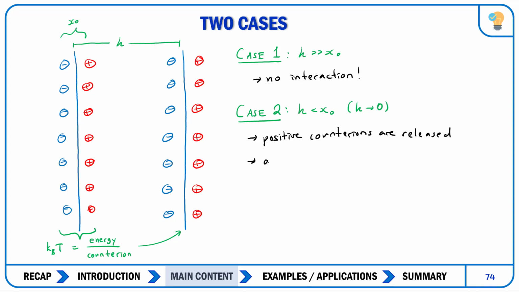So we're going to assume there are more positive charges than negative charges, so that the positive charges will be released.